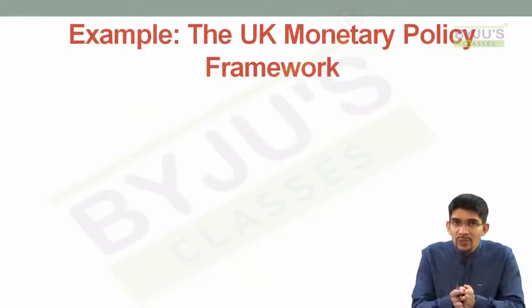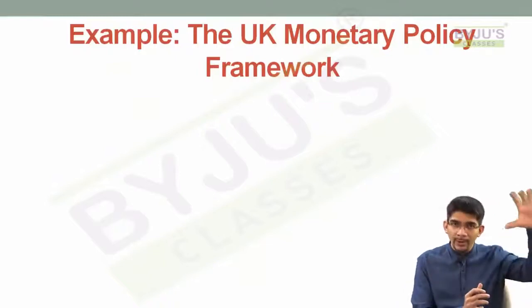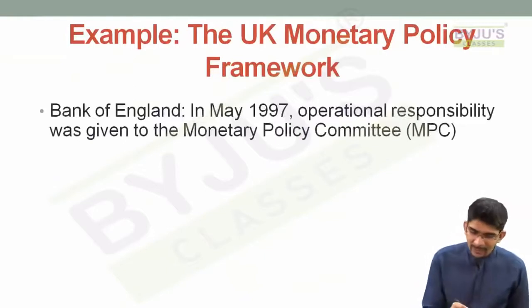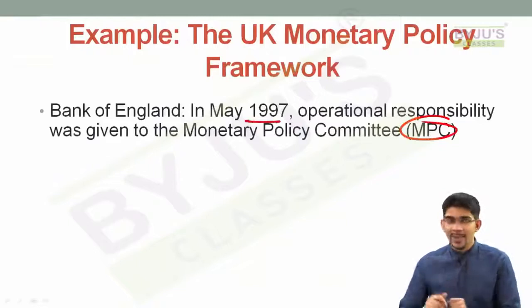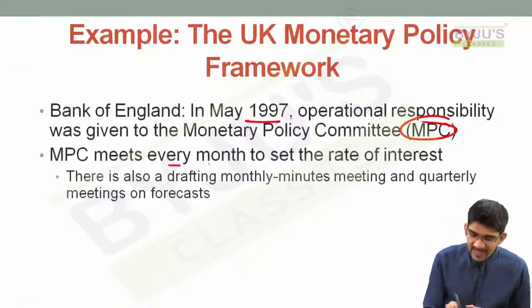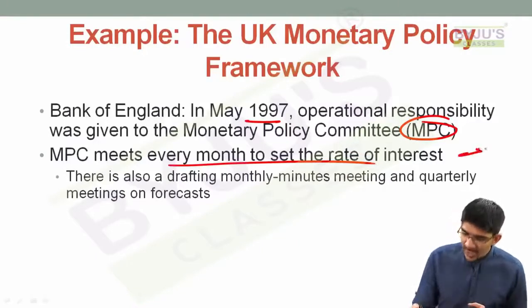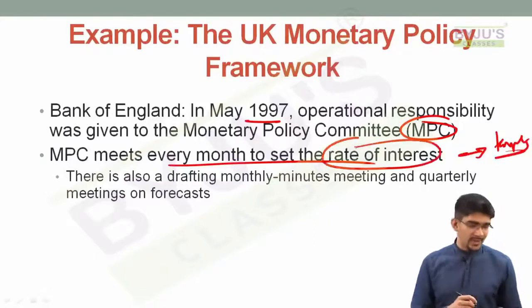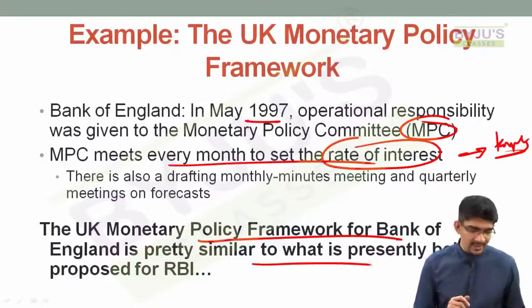Now let's zoom in on the UK monetary policy framework, because that is the closest parallel we have found in the entire world, which is close to the current architecture being proposed. In the Bank of England, from May 1997 onwards, an MPC was formulated, just like India is planning right now. There, the MPC meets every month to set the rate of interest so as to meet the targets. So the primary goal is to set the rate of interest. The UK monetary policy framework for the Bank of England is pretty similar to what is presently being proposed, which is why we are discussing this in detail.